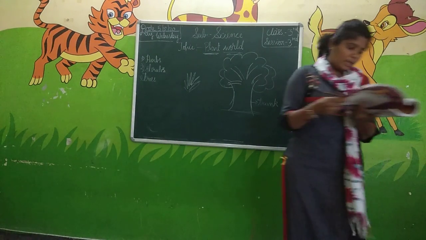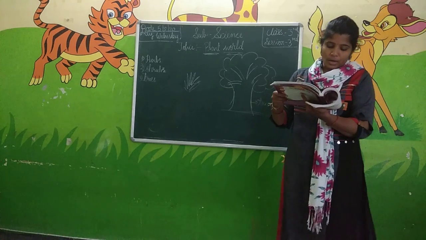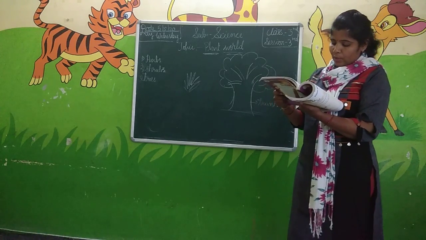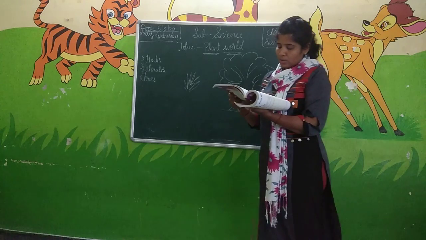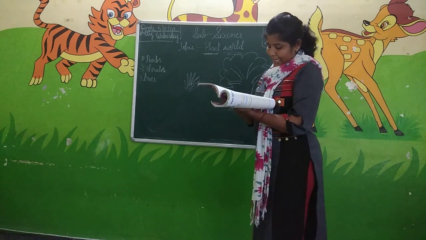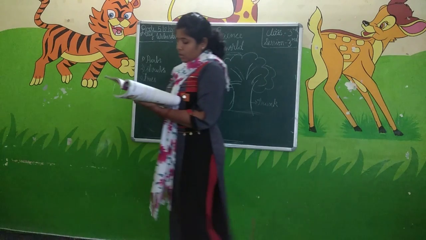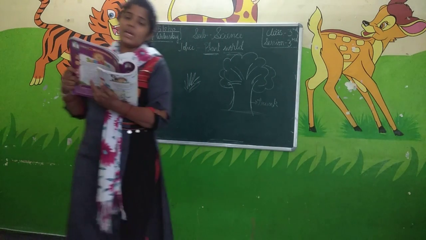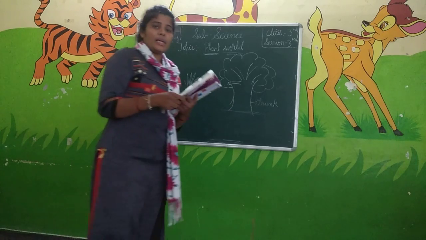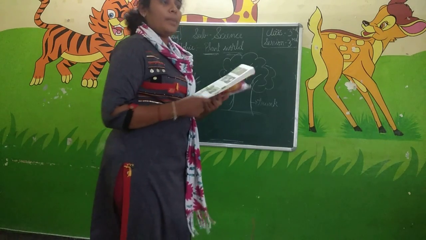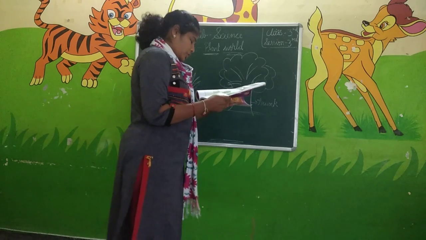Okay, now they have given a multiple choice question. Which of the following is a shrub? They have given options here, and we have to say which is the shrub. Neem, rose, tomato. Tomato is the shrub. The first time when I was explaining about shrubs, I told you the tomato plant is also a shrub. Okay, tomato is a shrub.